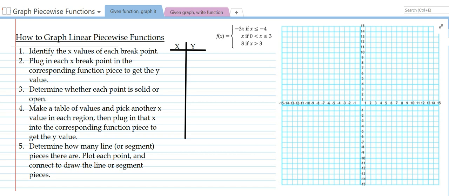So the first step is identify the x value of each breakpoint. We notice that our particular function in this example is broken into 3 pieces. One occurs when x is less than or equal to -4. Another one occurs when x is between 0 and 3. I call these our breakpoints. And another one when x is greater than 3. So we've identified our breakpoints. We're going to plug in each of these breakpoints into the corresponding function. That's step 2.